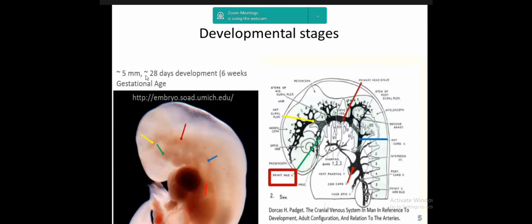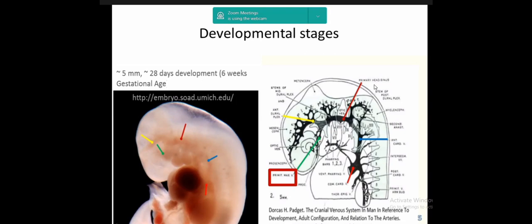So coming to the developmental stages, here we see a picture depicting a 28-day-old fetus. The crown rump length is 5 millimeters. Crown rump length is the length from the cranial to the caudal end in the straightest possible position of the embryo. At this point of development, you can see the meninx primitiva coalesce into different forms leading to the anterior plexus, middle plexus, and posterior plexus. All these plexi again drain into the primary head sinus.